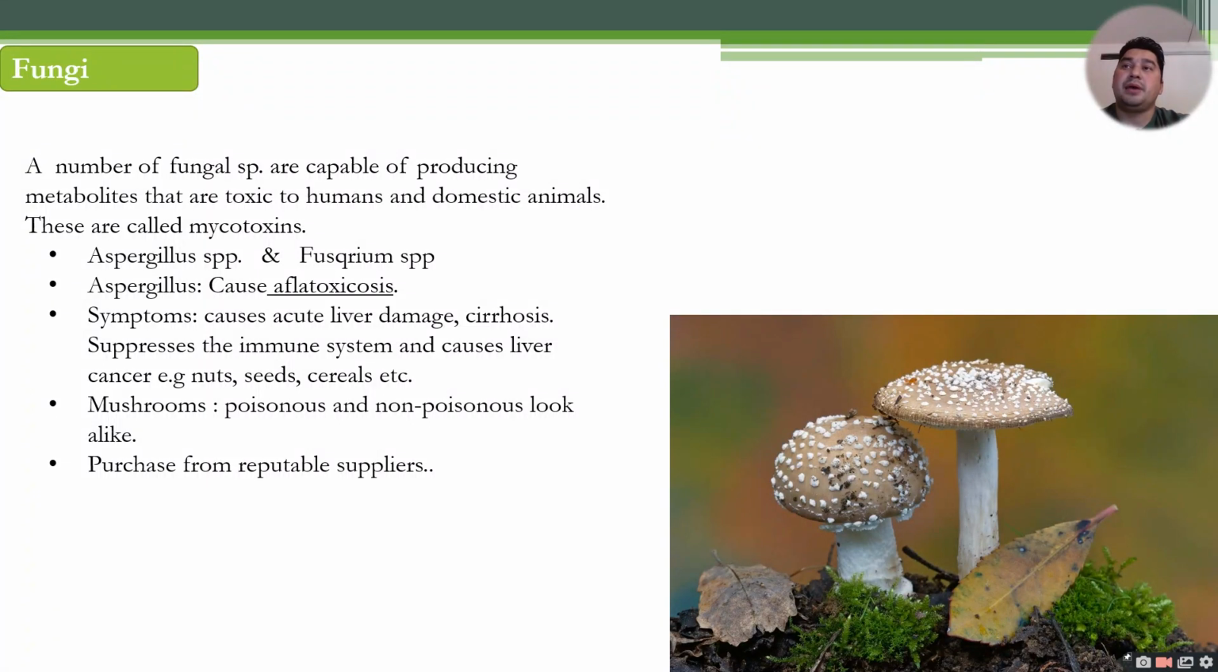Purchase from a reputable supplier. Whenever you are purchasing any mushroom, always purchase from a reputable supplier, and likewise any vegetable you are purchasing from any supplier.